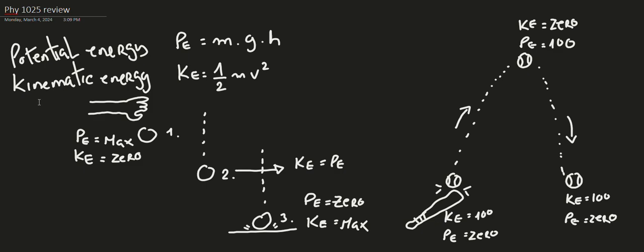Potential energy and kinematic energy. Let's say we drop a ball. At first the ball is not moving. No movement, no kinematic energy. We only have the potential energy given by gravity.